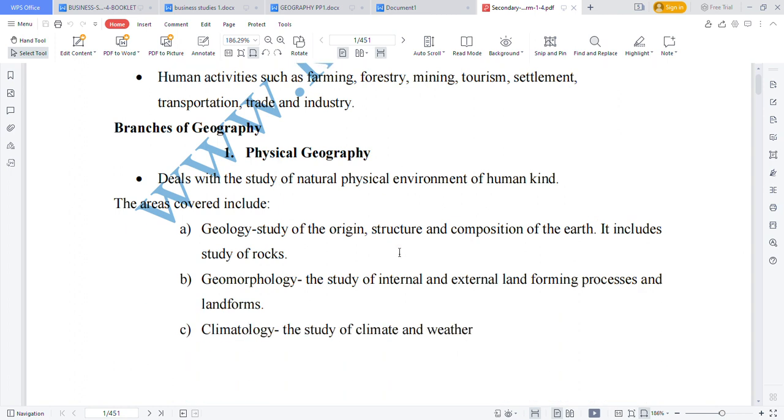Then again, we will move further to discuss the branches of geography. In exam, you will be told to explain or state three branches of geography. So branches of geography, we have physical geography as the first one. So what is physical geography? Deals with the study of natural physical environment of humankind.